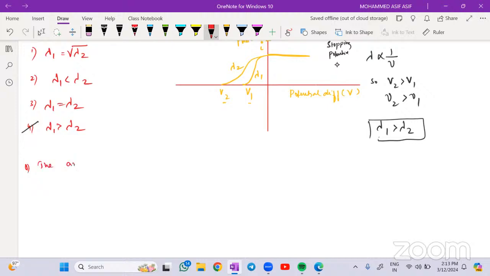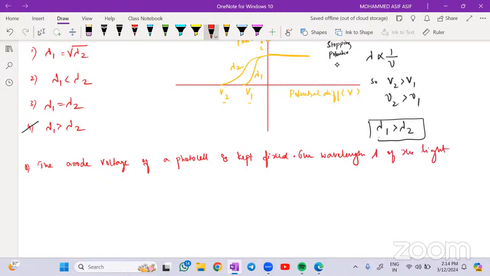The anode potential, or I can say anode voltage, of a photocell is kept fixed. The wavelength lambda of the light falling on the cathode is gradually changed.